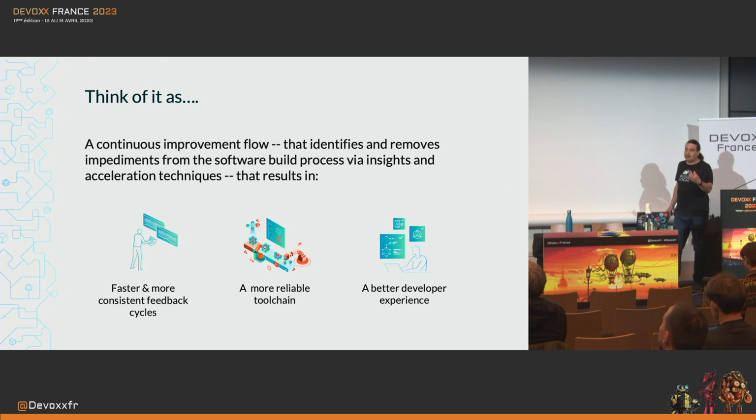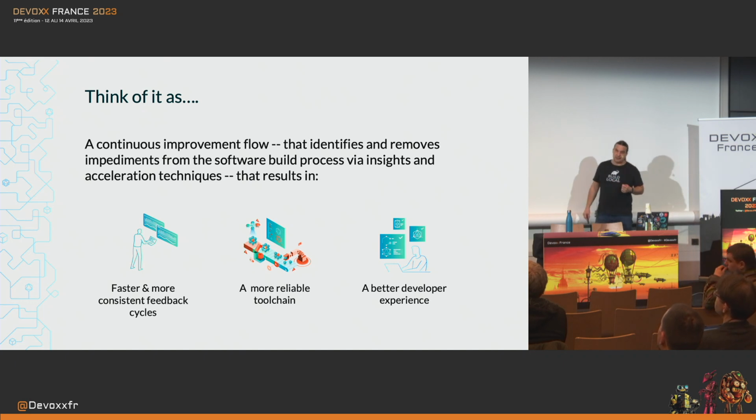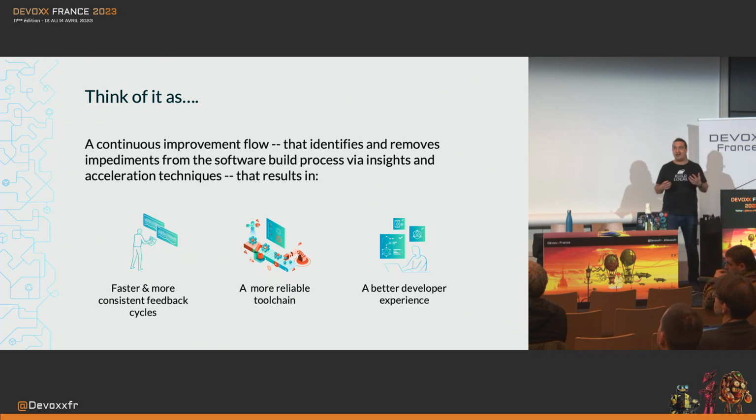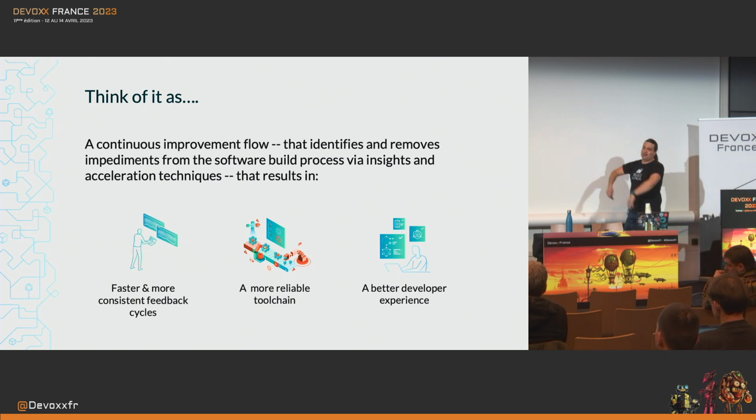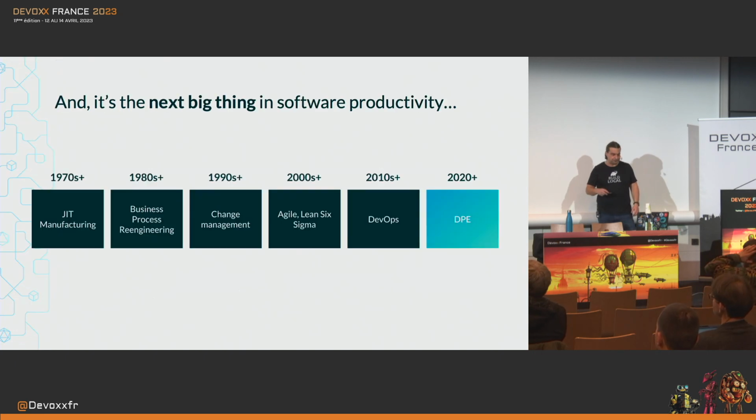So you can think of it as a continuous improvement flow, but the outcomes of these are faster and more consistent feedback cycles, a more reliable and consistent tool chain, and a better developer experience. This reliability and consistency is really important too. If we fix the build, oh, it's 10 seconds, great. But every now and then it's an hour. Developers are basically going to think, okay, this could take an hour, so I'm going to cram in a bunch of code because I just don't know, right? So we need consistency.